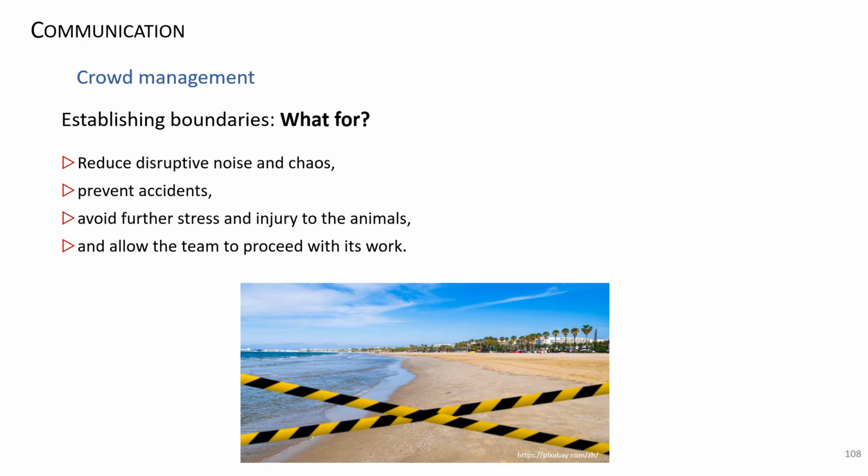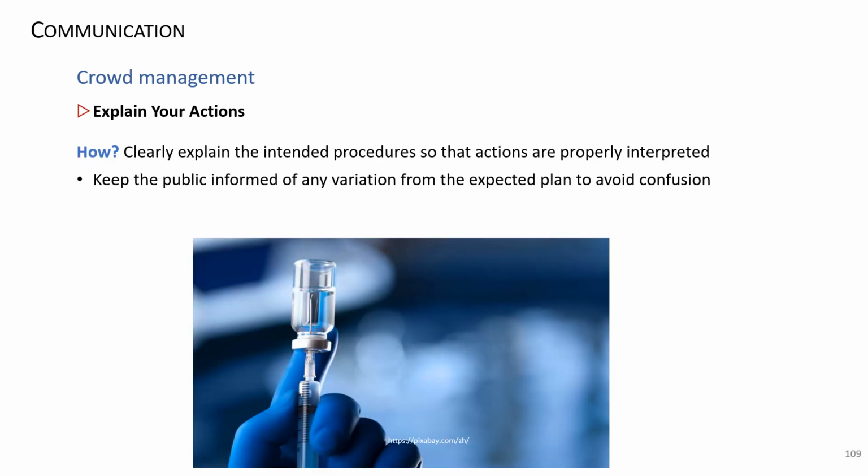Why do we need crowd management? First, to reduce disruptive noise and chaos, to prevent accidents, to avoid further stress and injury to the animals, and allow the team to proceed with its work. Explain your actions. How? Well, clearly explain the intent and procedures so the actions are properly interpreted. Keep the public informed of any variation from the expected plan to avoid confusion.